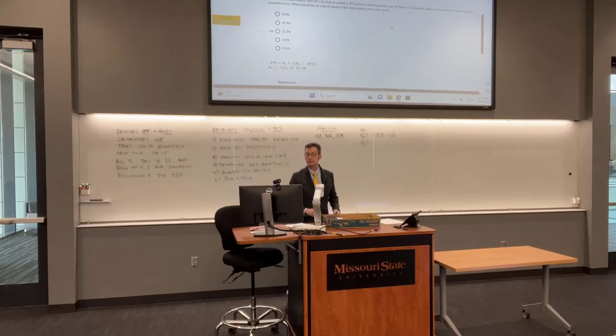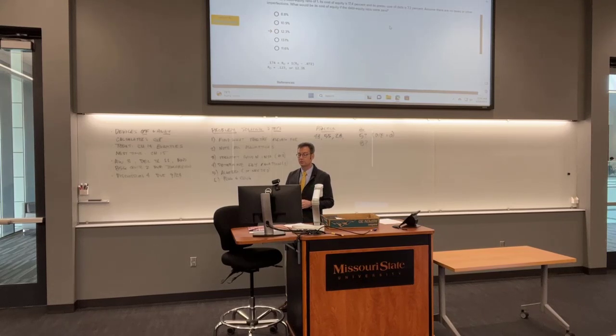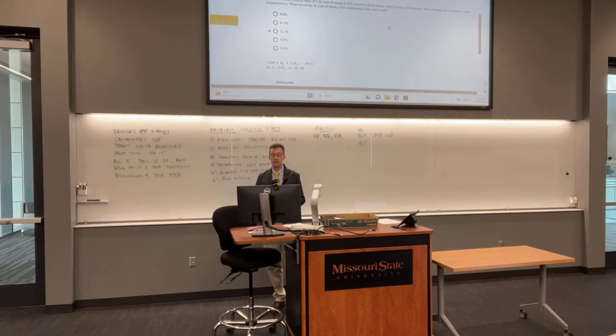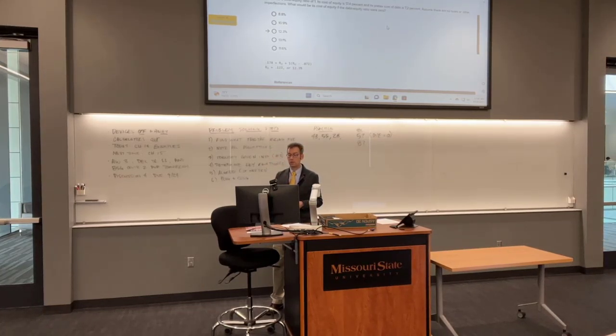A firm has a debt to equity ratio of 1. Oh my goodness. Is that actually possible? Yeah, 50% debt, 50% equity. Does that make sense? Okay, its cost of equity is 17.4%, and its pre-tax cost of debt is 7.2%. Assume there are no taxes or other imperfections. What would be the cost of equity if the debt to equity ratio were 0?